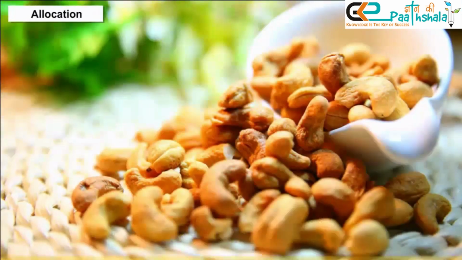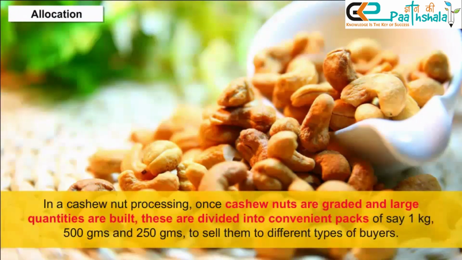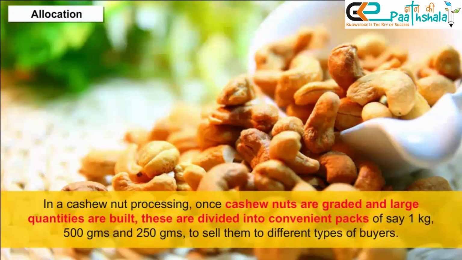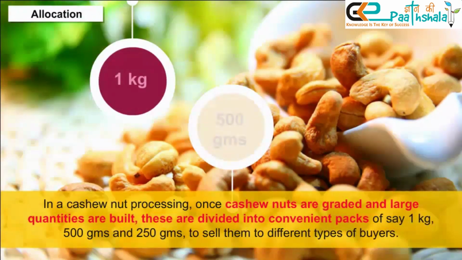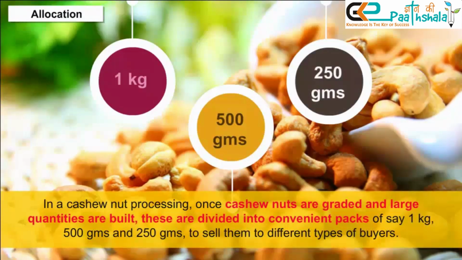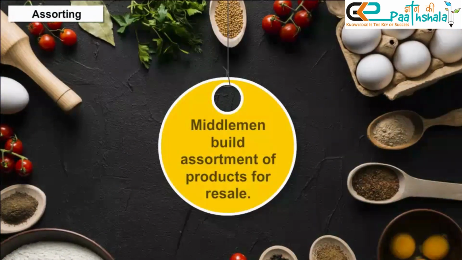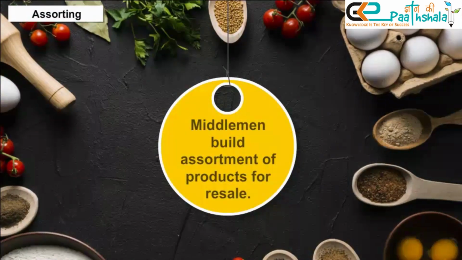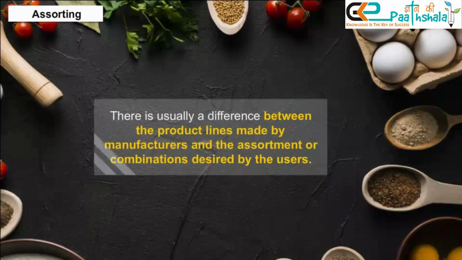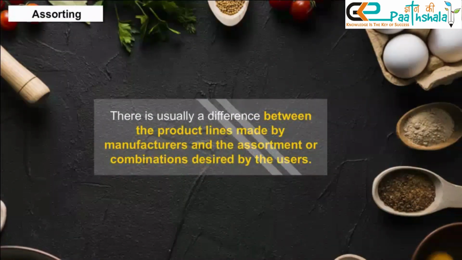For example, in cashew nut processing, once cashew nuts are graded and large quantities are built, these are divided into convenient packs of, say, 1 kilogram, 500 grams, and 250 grams to sell them to different types of buyers. Assorting. Middlemen build assortment of products for resale. There is usually a difference between the product lines made by manufacturers and the assortment or combinations desired by the users.